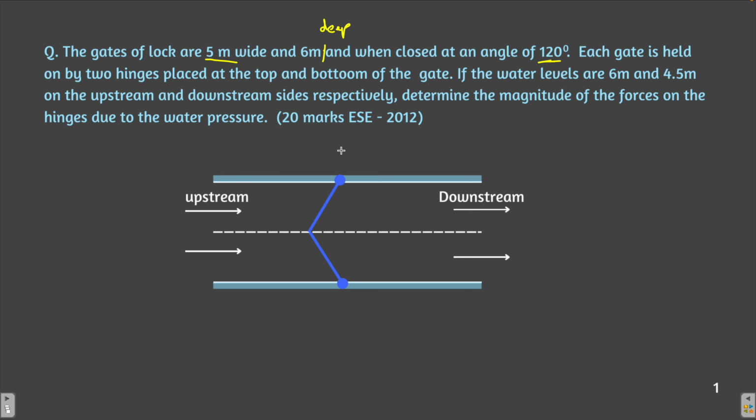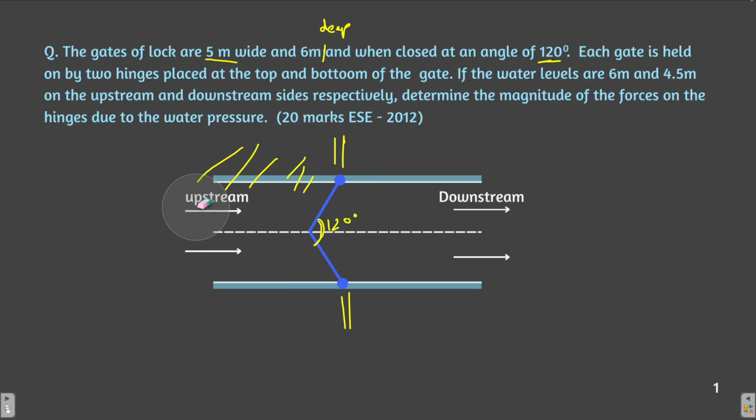There is a dam or a reservoir, you can say, like this, and this is the upstream side, and then there is the downstream side. The water is flowing from upstream to downstream side. This is all full of water. There is a gate which is at an angle of 120 degree. This angle is 120 degree.